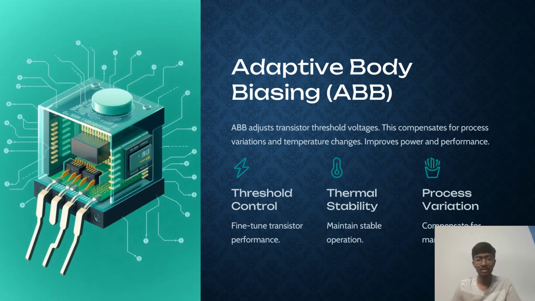Adaptive body biasing. ABB adjusts transistor threshold voltage. It compensates for process variation and temperature changes to improve power and performance. First, threshold control. Fine-tune transistor performance. Second, thermal stability. Maintain stable operation. Third, process variation. Compensate for manufacturing issues.